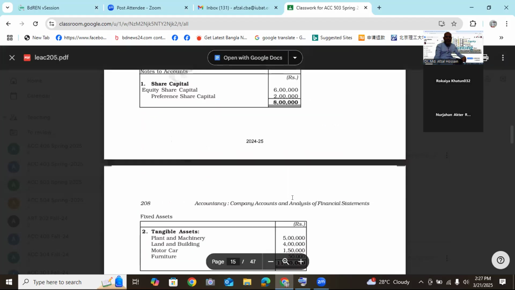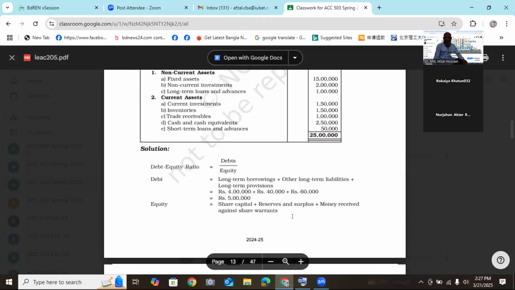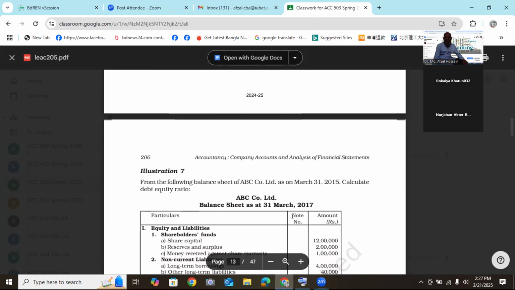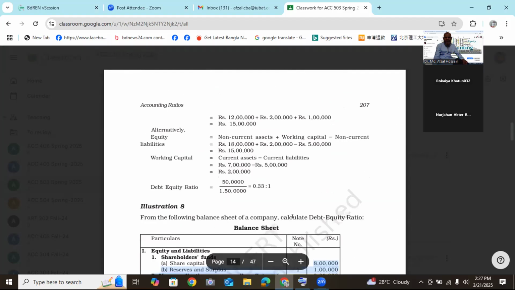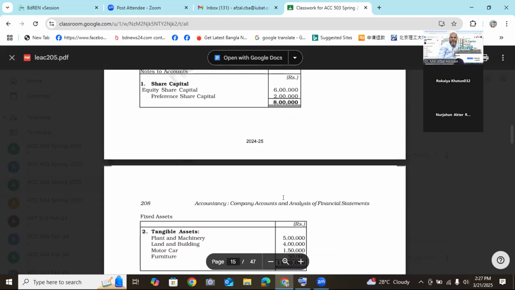So the answer is 0.136 to 1. That means debt is 13.6% against equity, isn't it? In the earlier problem, debt was 33%, but in this problem debt is 13%. Which one is better, what do you think? The first one or the second one?